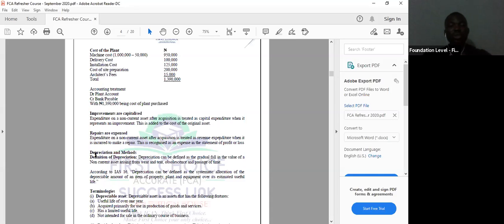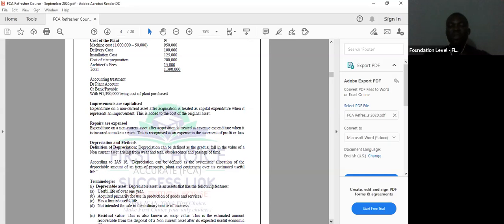Now, another thing you also need to know is depreciation. Depreciation is actually defined as the gradual fall in the value of a non-current asset arising from wear and tear, obsolescence, and passage of time. But according to IAS 16, depreciation is defined as the systematic allocation of the depreciable amount of an item of property, plant, and equipment over its estimated useful life.